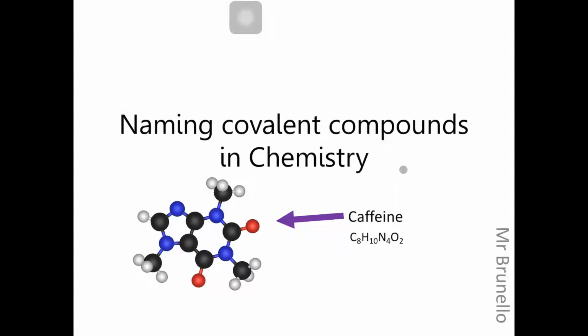Right, let's have a look at naming some covalent compounds in chemistry. Here we can see a caffeine molecule, a stimulant found in soft drinks, teas, and coffees. It's got carbons, hydrogens, nitrogens, oxygens in its structure, and these are all non-metals, so there's lots of covalent bonds existing here. There's 8 carbons, 10 hydrogens, 4 nitrogens, and 2 oxygens. Now, we're not going to learn to name something like caffeine, it's a little too large, but we are going to look at naming more simple covalent compounds.